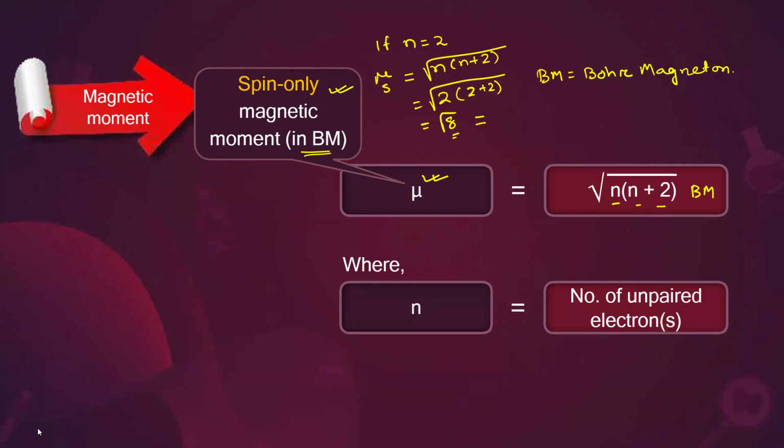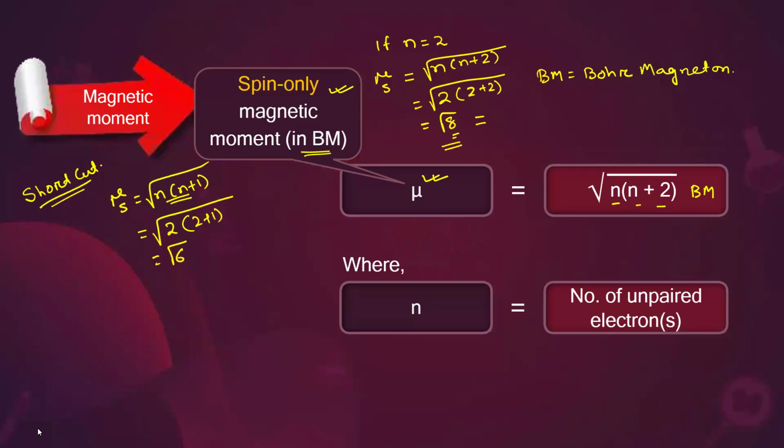Okay, listen carefully. I am going to give you a shortcut. What is that shortcut? First, you must know whether you are writing the magnetic moment correctly or not. Sometimes students put the formula root over n into n plus 1. If you are putting it like this, how do you know it is correct or incorrect? I'll put 2 into 2 plus 1, so it will come as root over of 6. Check whether this number is correct or not.